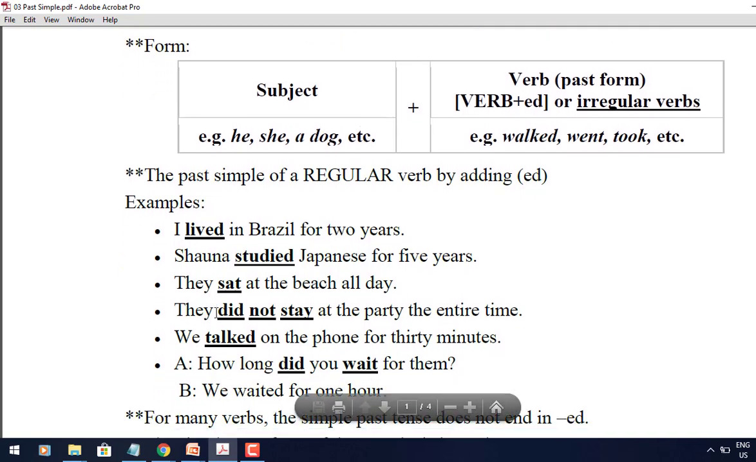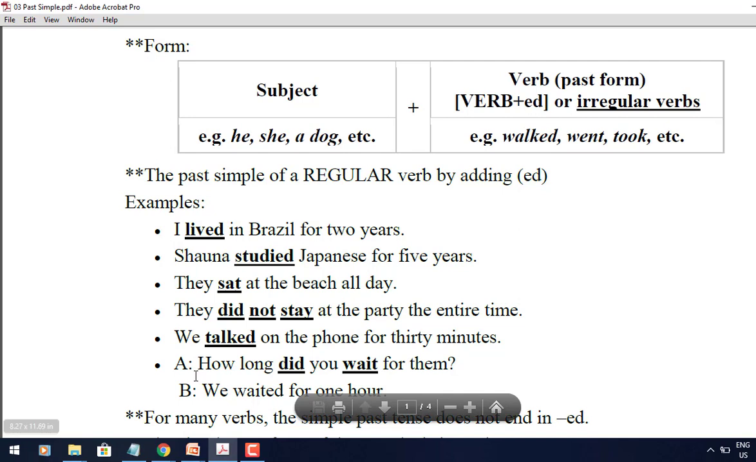When we change to negative, we use did not plus the base form of the verb. They did not stay at the party the entire time. Because the sentence is negative, we add the verb in the base form. So we make the past form negative using did not plus the base form of the verb. We talked on the phone for 30 minutes.